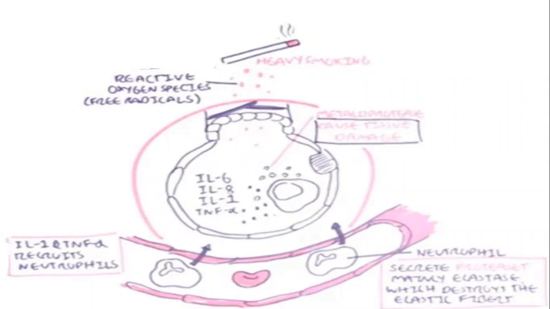Normally in your body there are things called anti-proteases. These anti-proteases act against the proteases and protect our airspaces from getting destroyed. In a normal individual, they help protect the airspaces from elastase. Apart from that, there are metalloproteinases produced by the alveolar macrophage, which further help to destroy the airspaces.